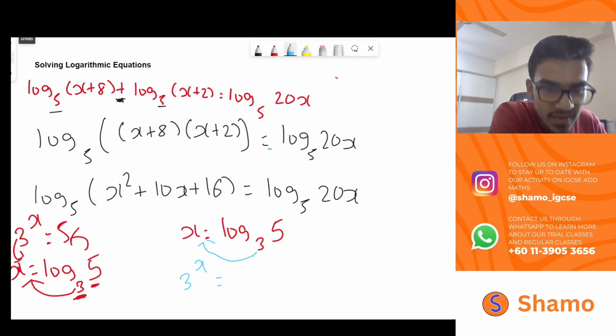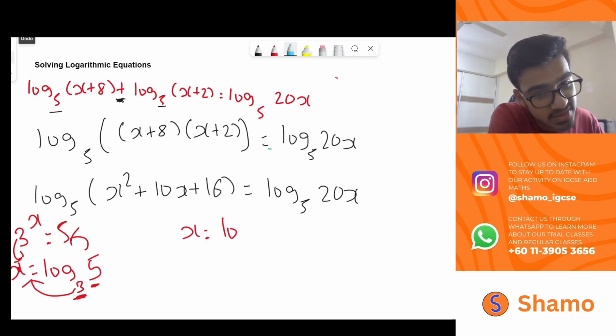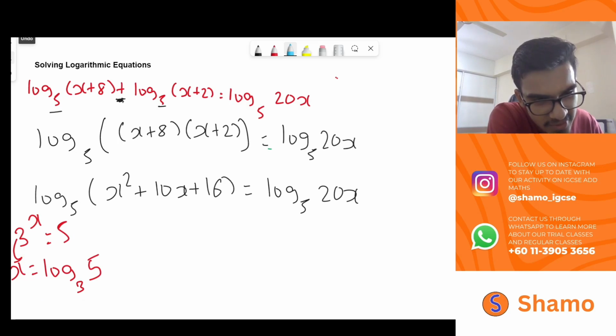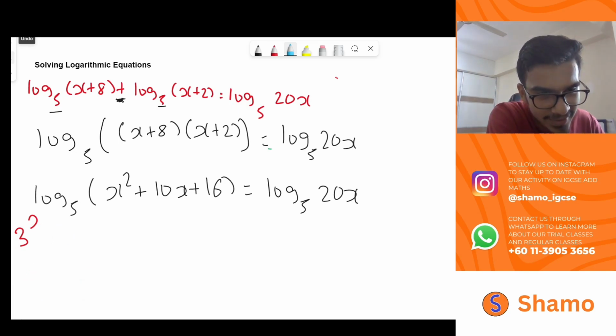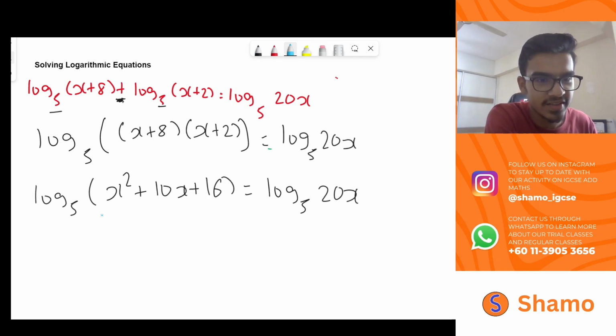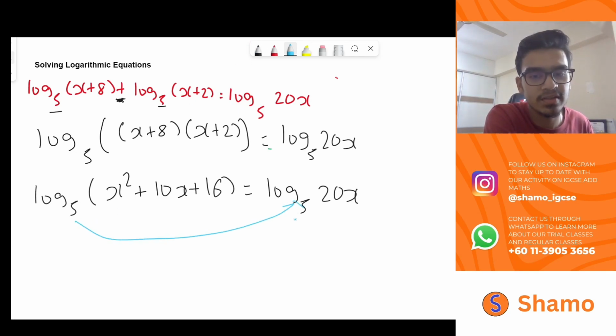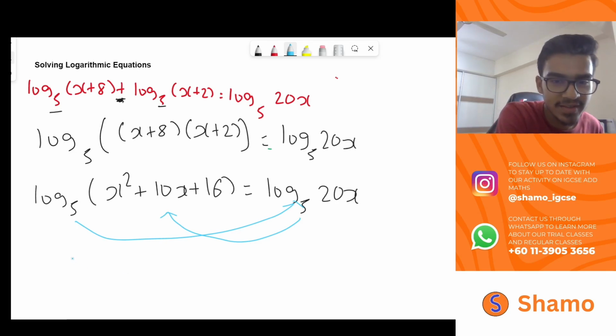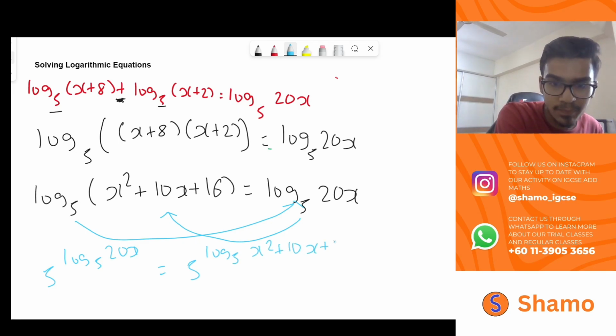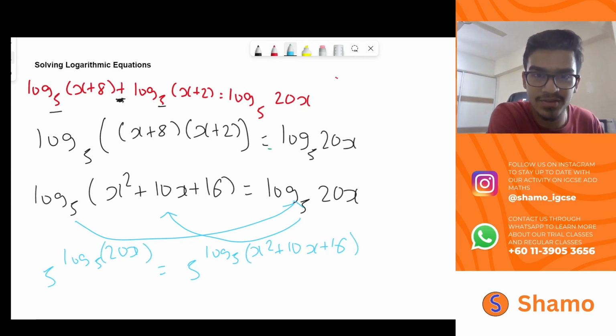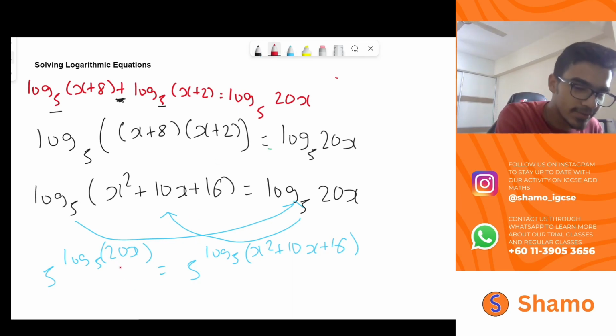So, in this case, when I have log on both sides, it's slightly tricky, but not very deep either, okay? Essentially what I just have to do is, okay, this 5 hooks up with this one, this 5 hooks up with this one, okay? So 5 to the power log base 5 of 20x is equal to 5 to the power log base 5 of x squared plus 10x plus 16. And sure, I should put a bracket for the argument, right? If not, I'll be arrested. Okay? So sure, I'll do that.